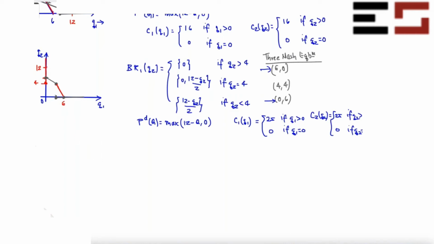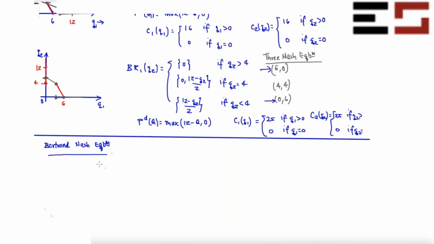Okay, now let us talk about Bertrand equilibrium. Again, I'm going to specify the demand and the cost functions. Suppose Q(p) is the max of 12 minus p, comma 0.